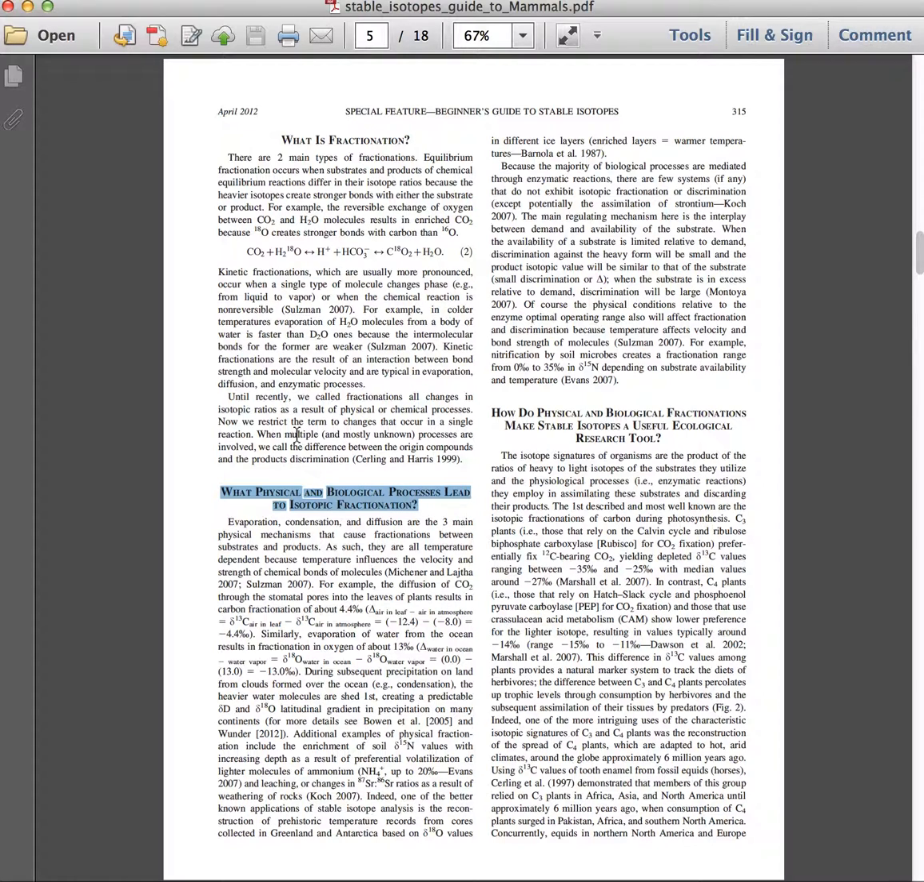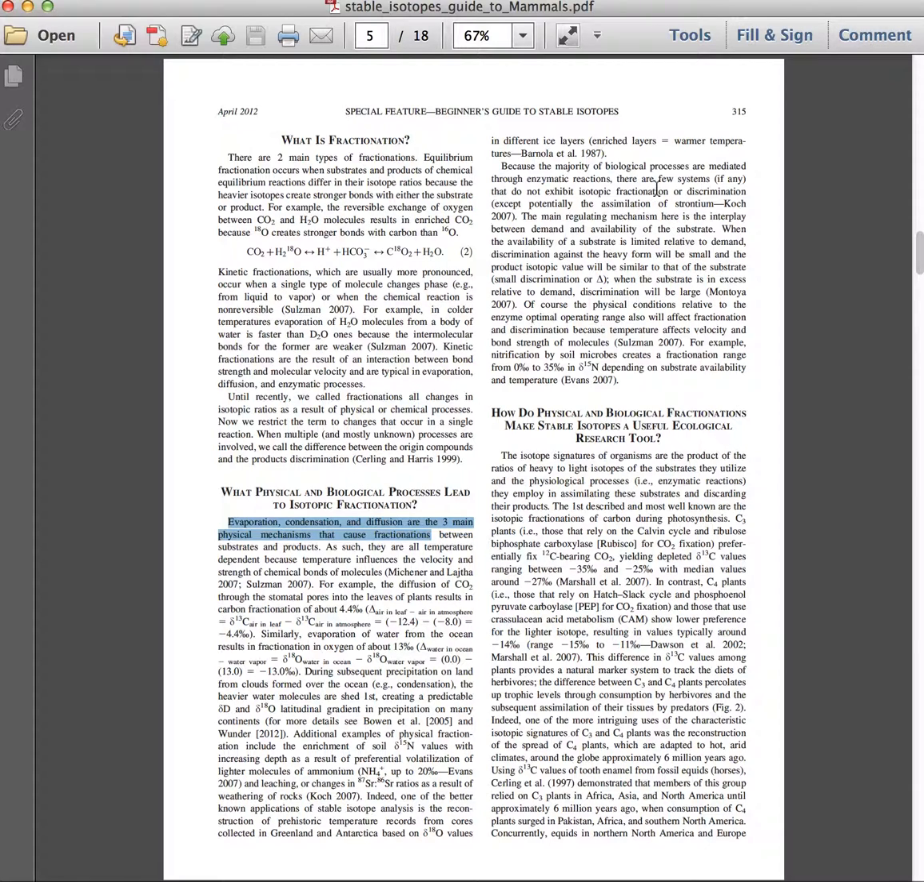I want to point out that right in here, in this section on fractionation, they're going to talk about the difference between fractionation and discrimination. Make sure that is clear to you. That's a fantastic quiz question or exam question. Okay, in this next section, they talk about three main physical mechanisms that cause fractionation. You know I love lists, so pay attention to that.